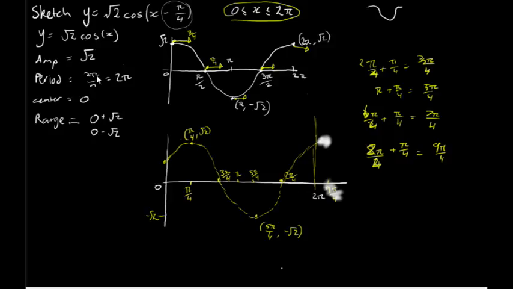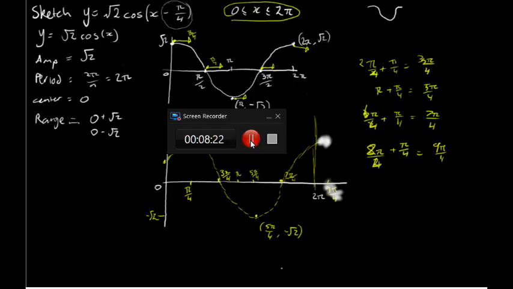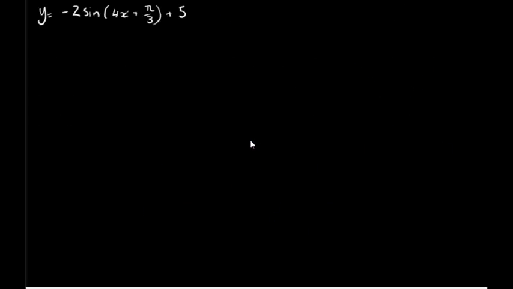So I'm going to leave that here for now. In the next bit, we'll have a look at part B. So part B, we're given an equation: minus 2 sine(4x plus pi on 3) plus 5. And we want to work out what the amplitude is, the period, the range, and any phase shifts.